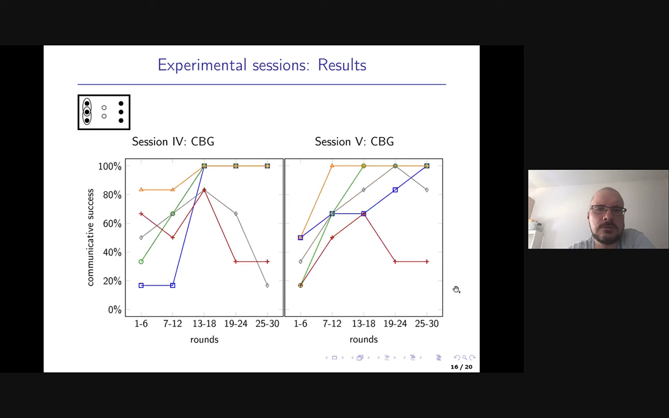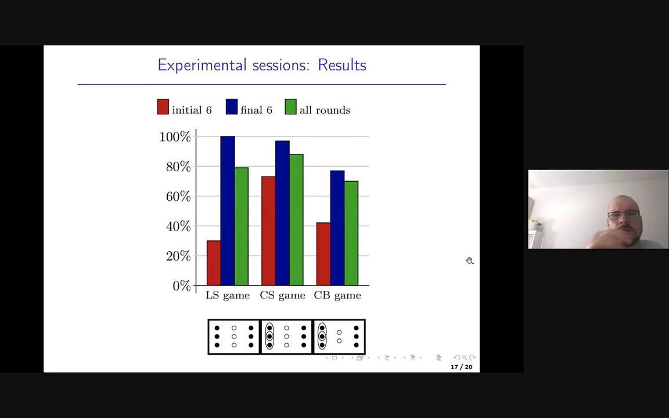And for the context bottleneck game, it was a little bit more complicated, but in total, 7 of 10 established a perfect system. This gray line on the right goes down, but this is only due to a mistake one of the participants made. You can easily see this from the data, but they had already established a system too. Okay, so this is to see that they really increase the communicative success strongly from the beginning to the end of the experiment, not surprisingly, of course.